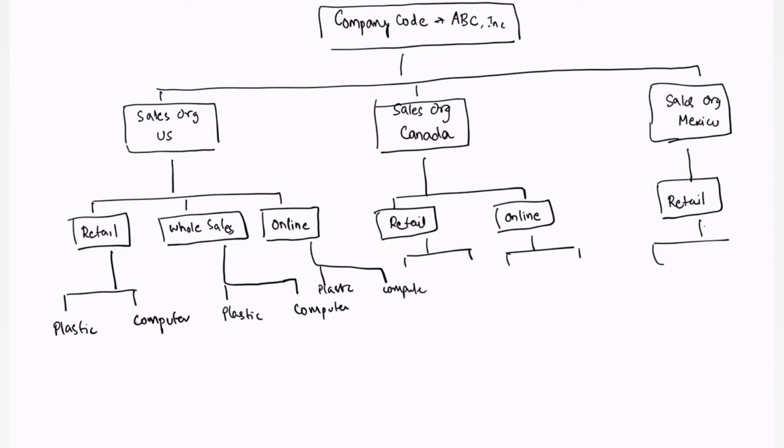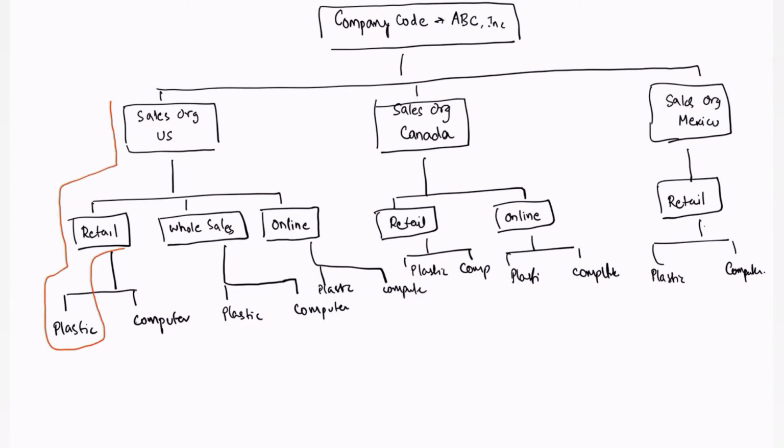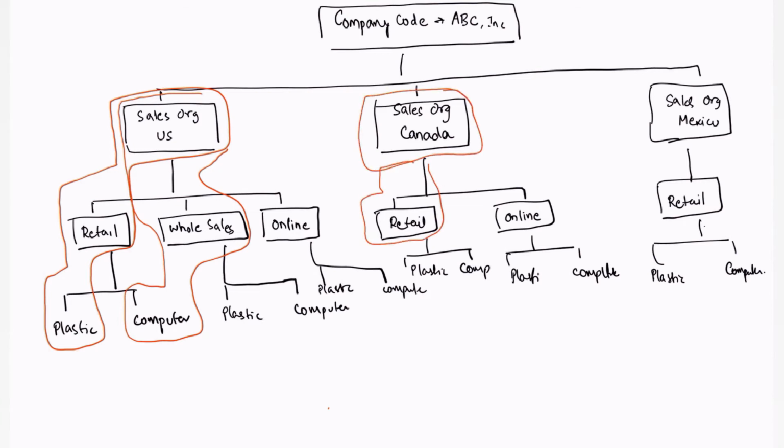So let's say for all retail, online, and for all regions, they pretty much sell the same plastic and computers. Now, there's a concept of a sales area being defined as sales organization, distribution channel, and division. If you take each of these segments and demarcate them as one sales area, the important point in pricing is that when we set up pricing procedures, we are setting them up based on these sales areas.